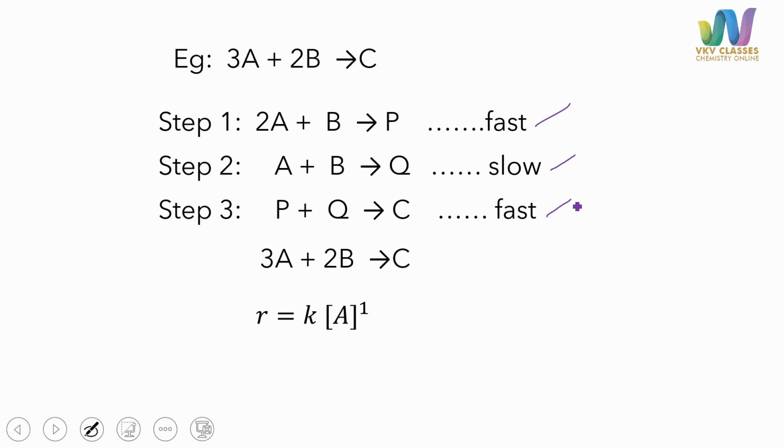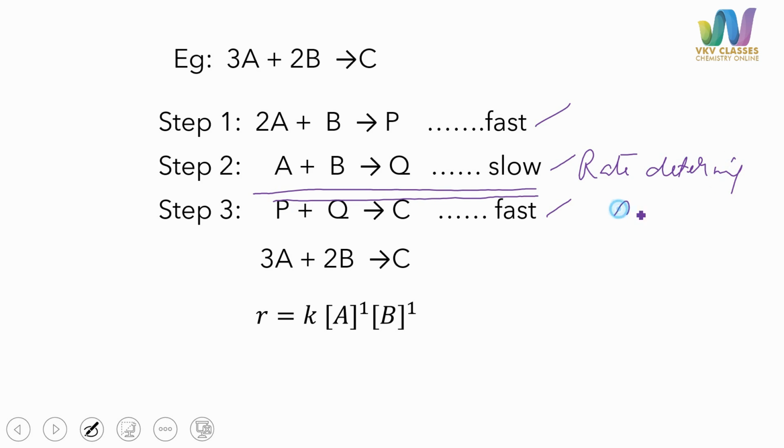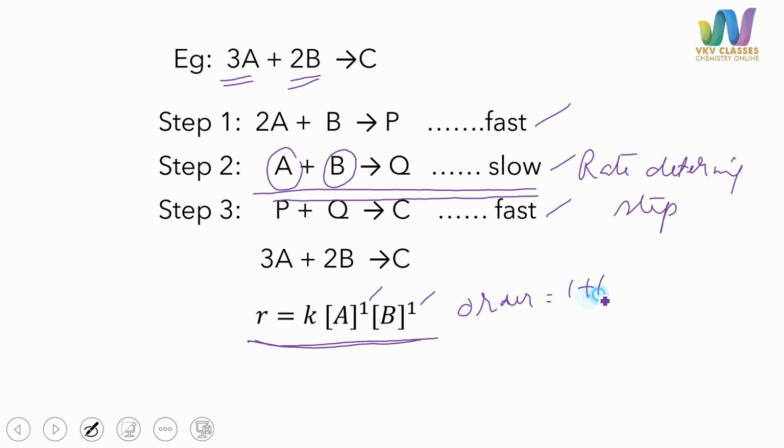If you add these reactions, you will get 3A plus 2B giving C. Here the second step is the slow step, and this is the rate determining step. Using this step only, we have to write the rate law. Here there are only two reactants, A and B, one molecule each. So the rate law will be R is equal to K into [A] power 1 into [B] power 1. Even though there are 3 A molecules and 2 B molecules in the equation, the power of A is 1 and the power of B is 1, and the order of this reaction will be equal to 1 plus 1, that is equal to 2.